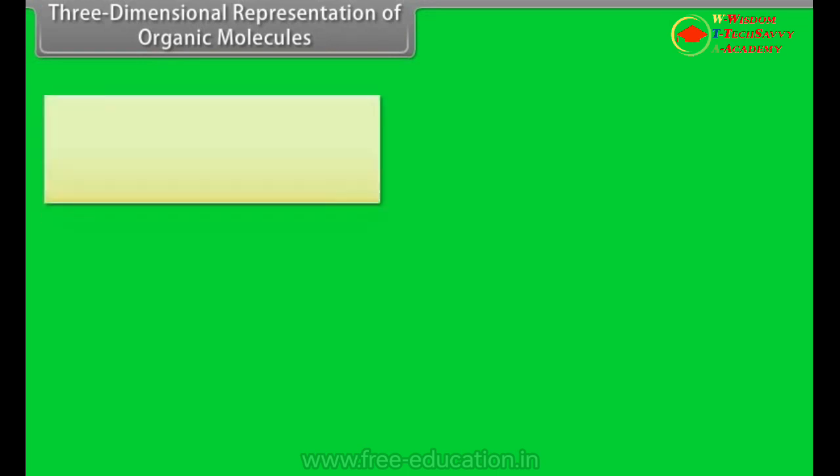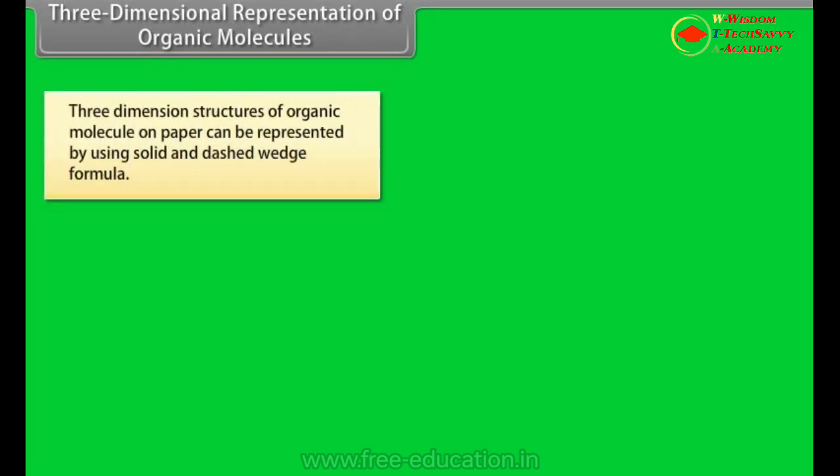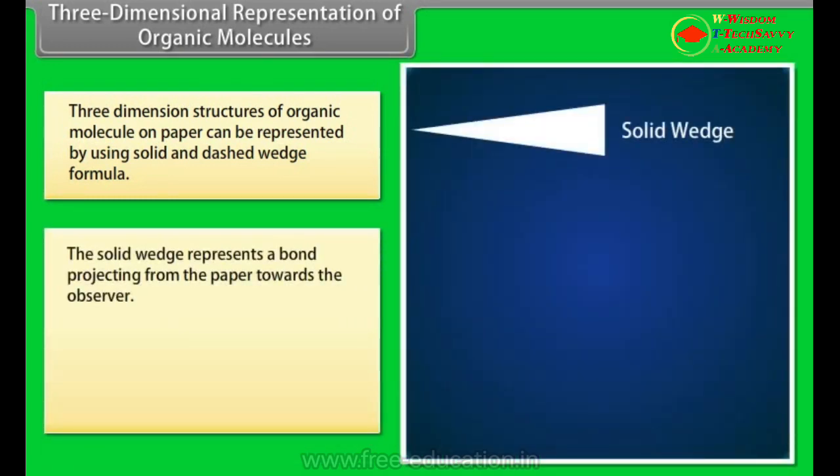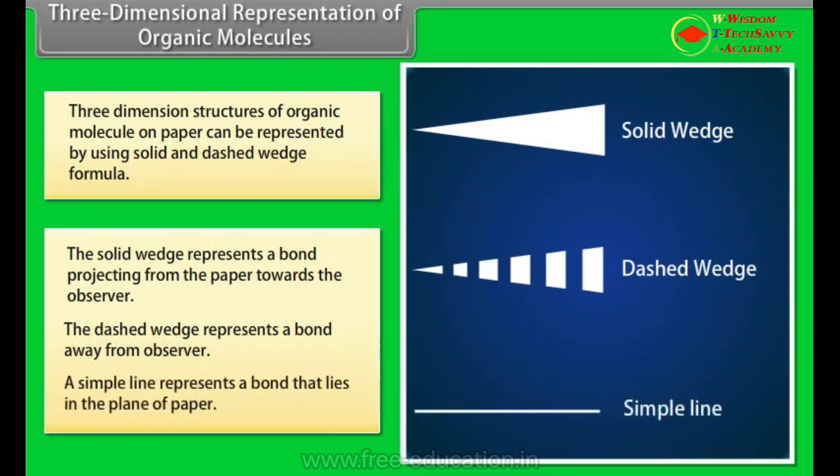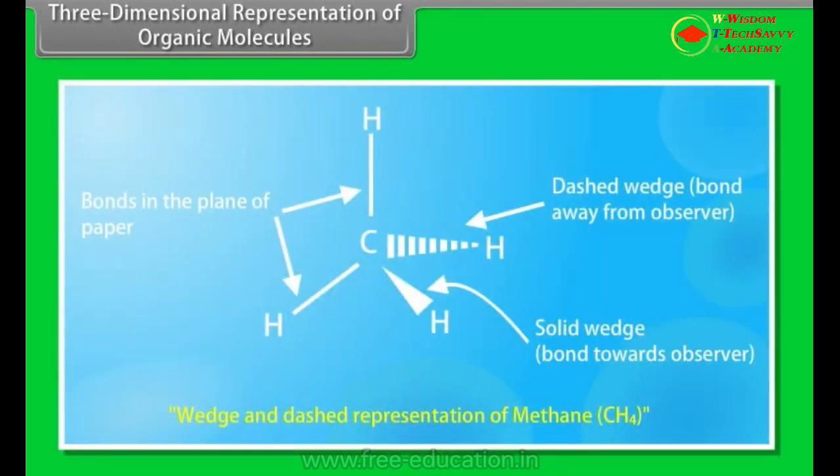Three-dimensional representation of organic molecules. Three-dimensional structures of organic molecule on paper can be represented by using solid and dashed wedge formula. The solid wedge represents a bond projecting from the paper towards the observer. The dashed wedge represents a bond away from observer. A simple line represents a bond that lies in the plane of paper. For example, methane.